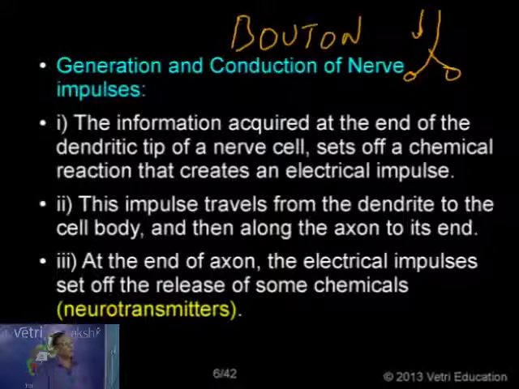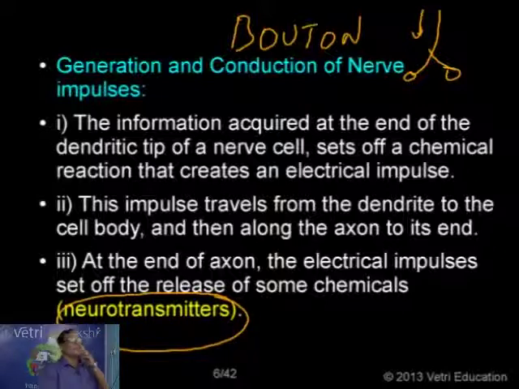And this button at the tip or at the end of the axon has certain vesicles. These vesicles are filled with some kind of chemicals, and these chemicals are called neurotransmitters. Now, what is the meaning of that?